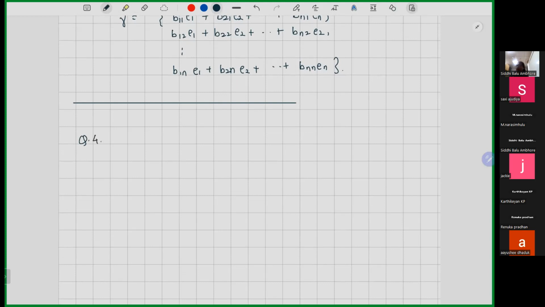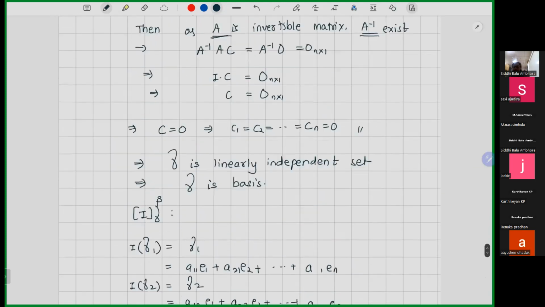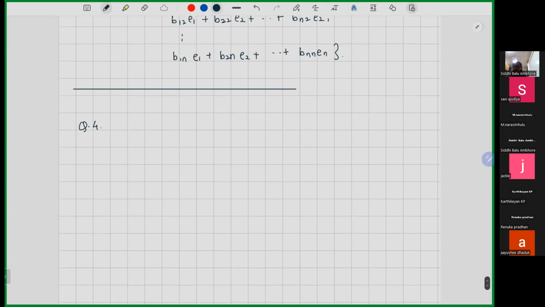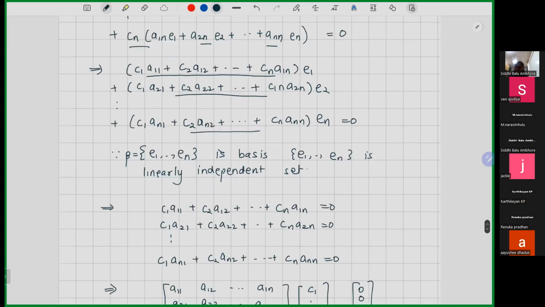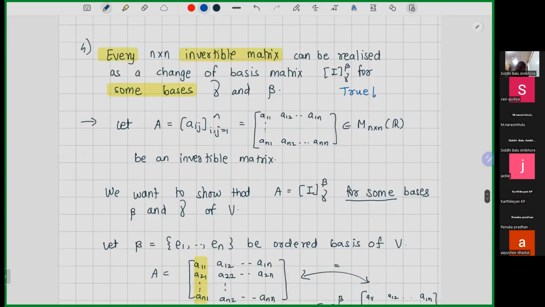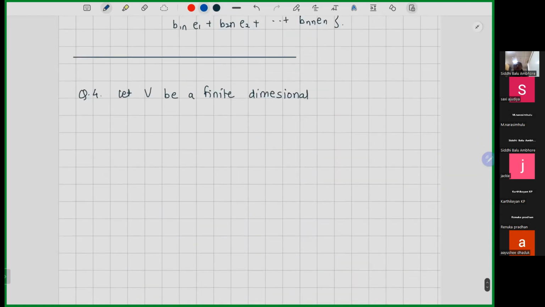This is question 4. This question was actually a bit time consuming, but it cleared a few concepts related to the basis change matrix and how we can obtain a basis change matrix for a given basis. So let V be a finite dimensional... this is a bit light question compared to what we did just now. This statement is actually true, that we can obtain beta and gamma such that the given invertible matrix is the basis change matrix.